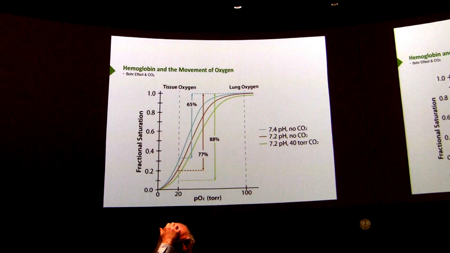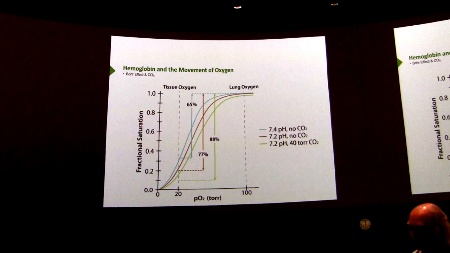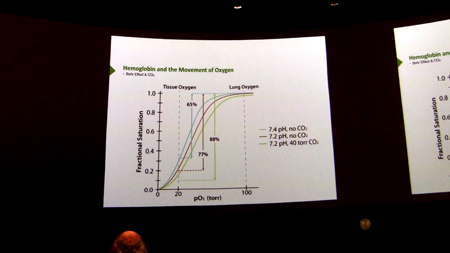Rapidly metabolizing tissues also release carbon dioxide. That's a product of the oxidation that they're going through. And it turns out that carbon dioxide also affects hemoglobin, and carbon dioxide also binds to hemoglobin. And carbon dioxide also slightly changes the structure of hemoglobin. And carbon dioxide also favors the release of oxygen from hemoglobin. This is shown in the plots that you see here.